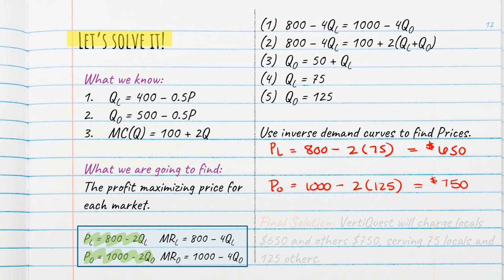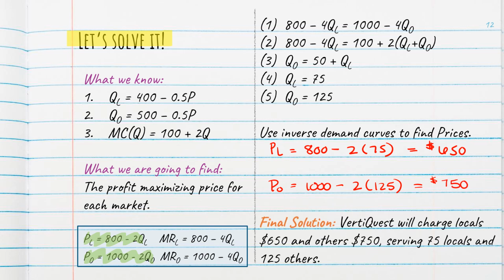So we have our final solution. VerticWest should charge locals $650 and others $750. As a result, they will serve 75 locals and 125 others.